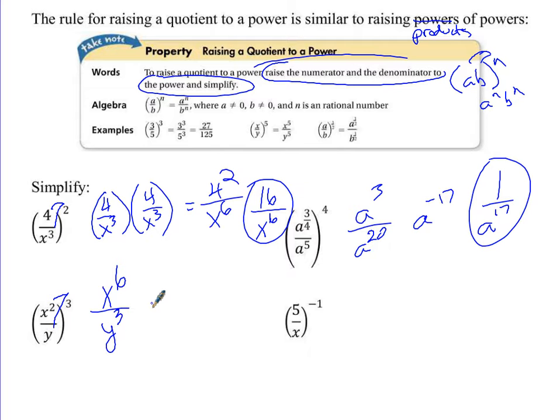Because x and y are different. Yeah, those are not like bases. So that's as far as you can go there. Over here, those were like bases, so that's why I was able to simplify. But in this case, they're not like bases, so I can't do anything with it. All right, how about this last one?